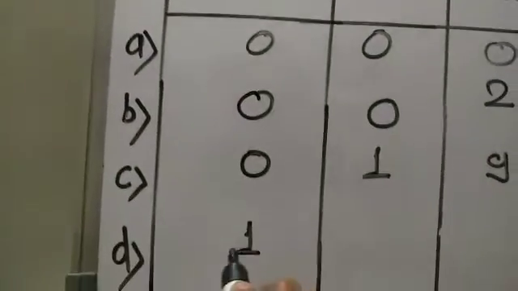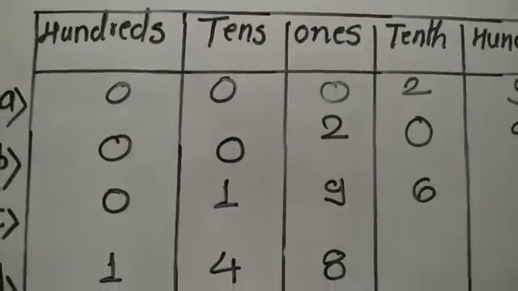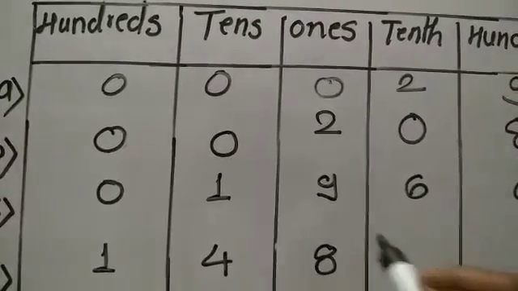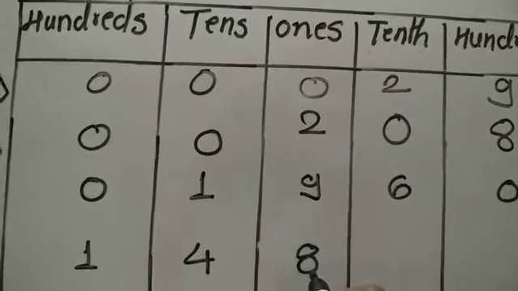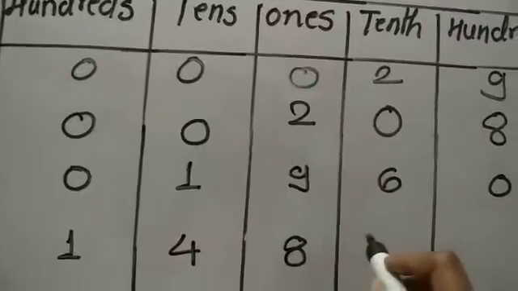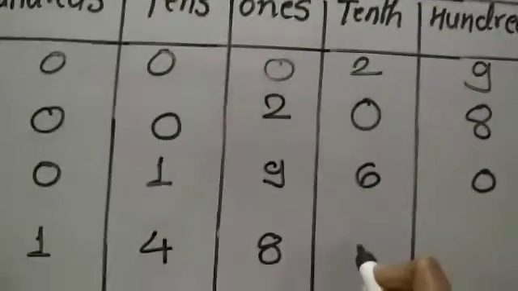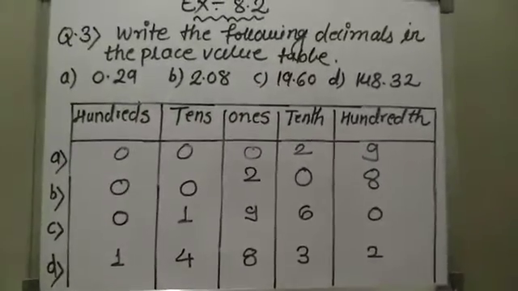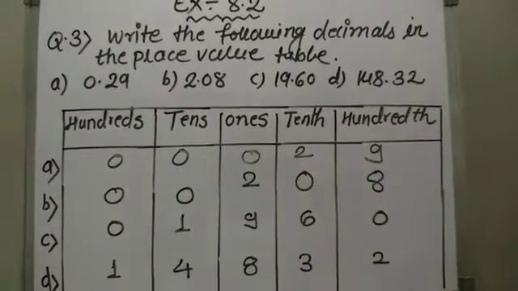See, 1 will come at the 100th place, then 4 will come at the 10th place, 8 will come at the ones place. It's 148. Then after 8 there is a decimal point, right? And the place which comes just after the decimal point is the 10th place. So here you can see 3 will come at the 10th place and 2 will come at the 100th place. So likewise you can put the decimal numbers in the place value table.